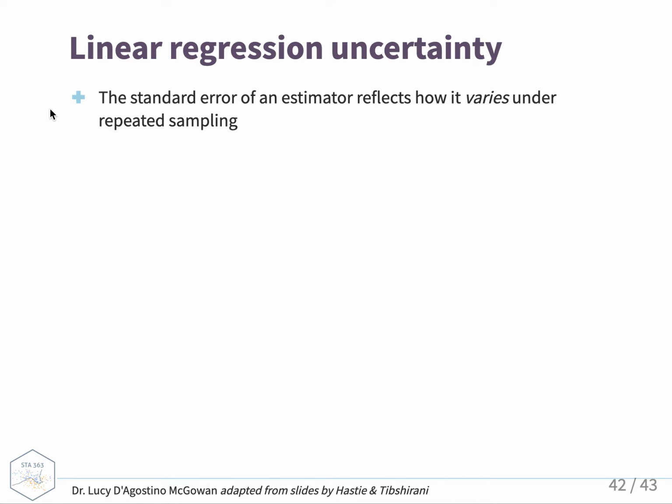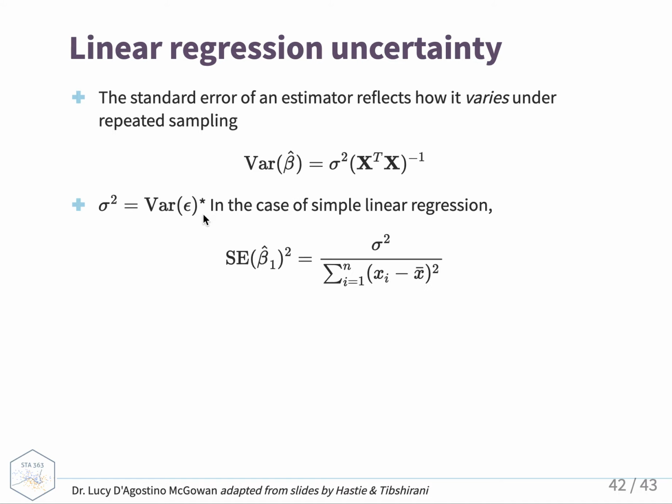So the standard error of an estimator reflects how it varies under repeated sampling. And so the variance of beta hat is going to be equal to sigma squared times (X^T X)^{-1}. So if you remember, sigma squared is the variance of the error term.